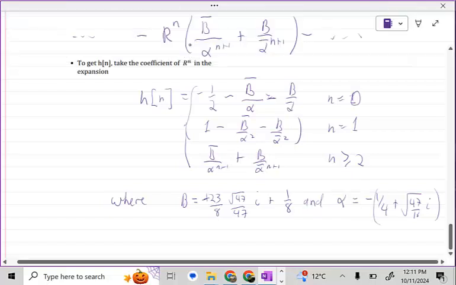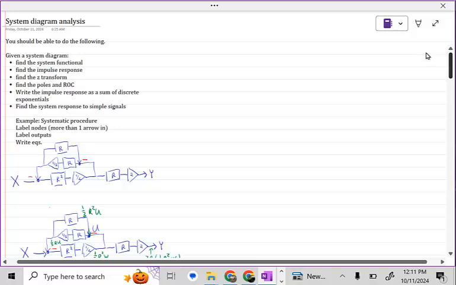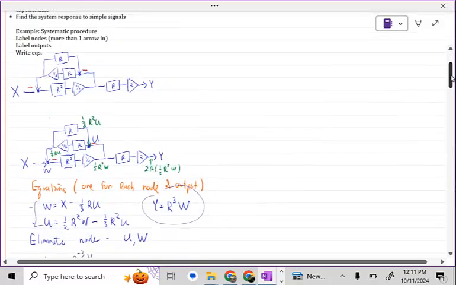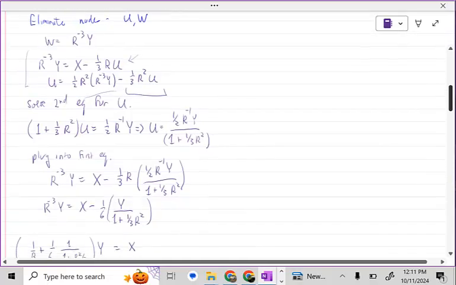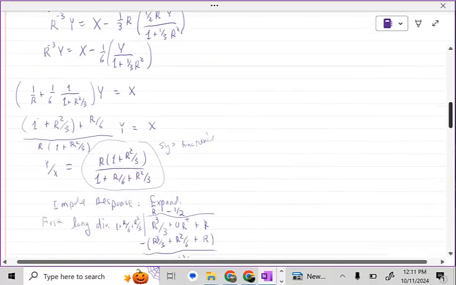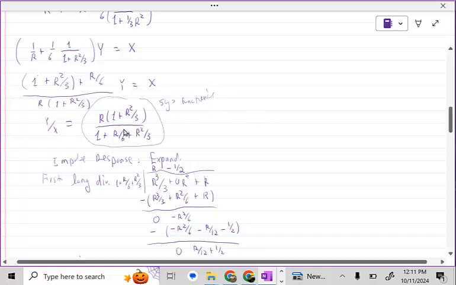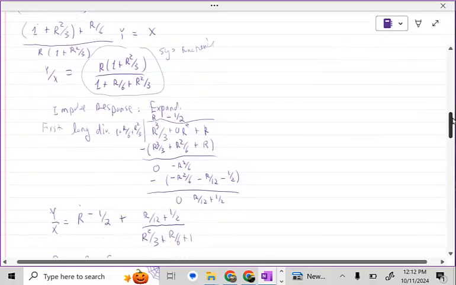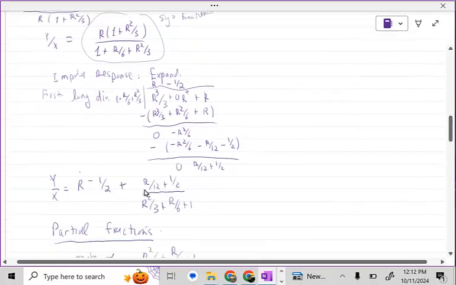So let's review the general process. The general process was we took the system diagram we did in the last video, and I went through that in detail. We took the system functional. First thing we did was we did long division so that the degree of the numerator was less than the degree of the denominator. There are other ways to do that, but you want to split that out. Then you expand this part in partial fractions.